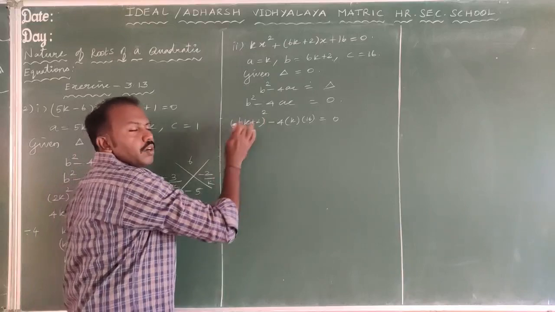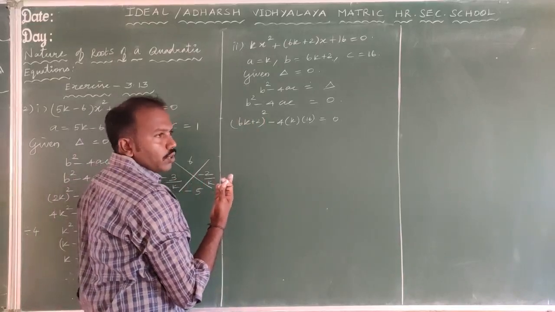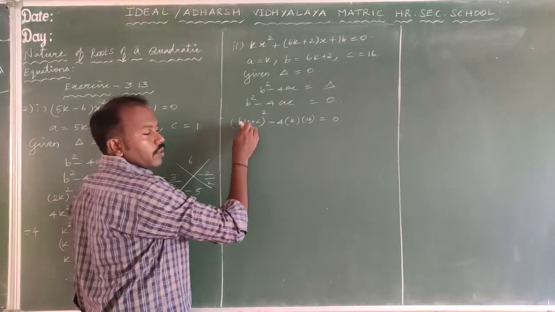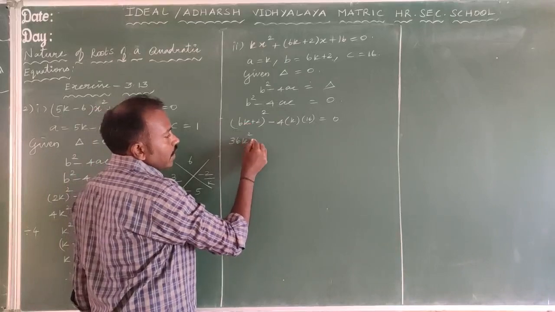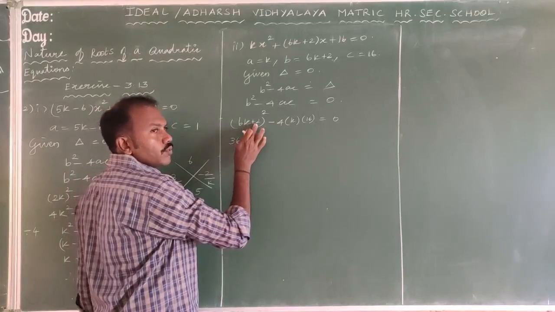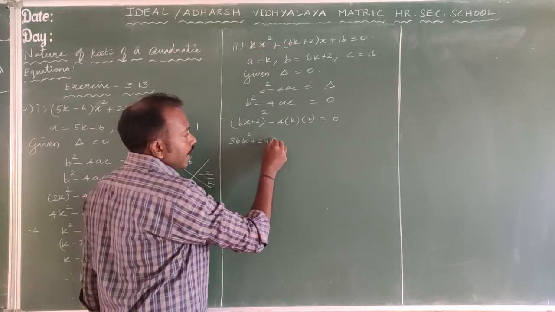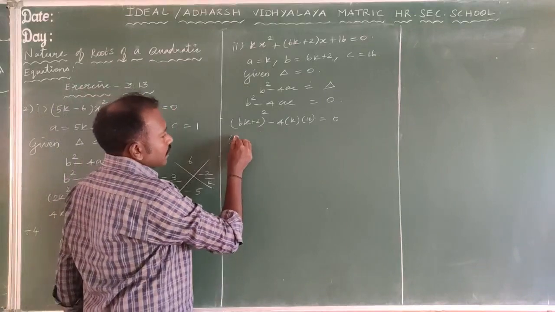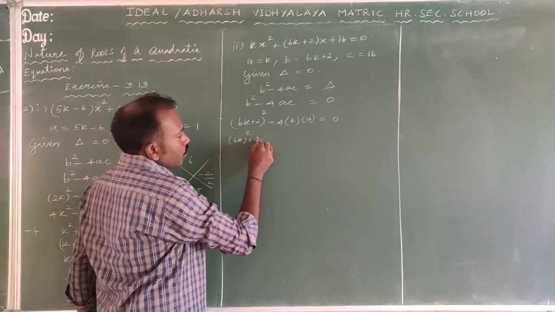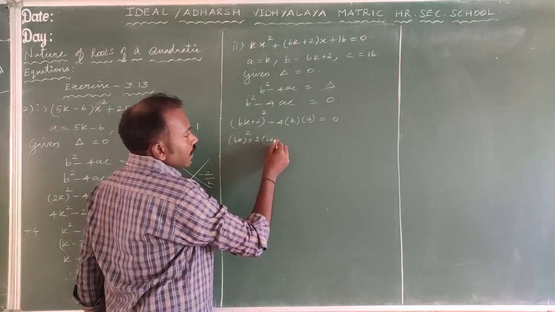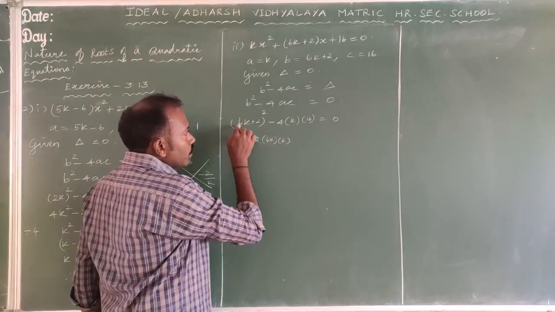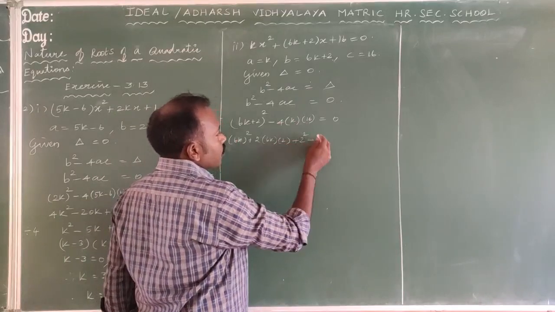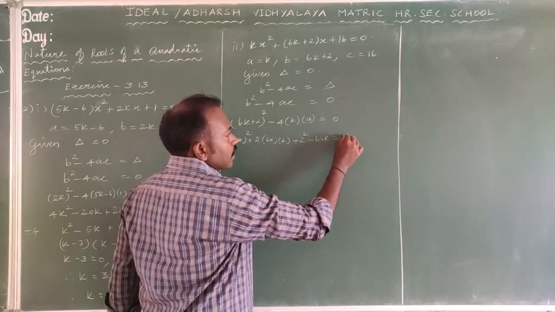Here a plus b the whole square format. So a plus b the whole square is equal to a square plus 2ab plus b square. Then 6k the whole square, that is 36k square, plus 2ab, 2 into 2 is 4, 4 sixes are 24k. We take one step increase. a square, that is 6k the whole square, plus 2ab, 2 into 6k into 2, plus b square, that is 2 square, minus 16 4s are 64 into k is equal to 0.